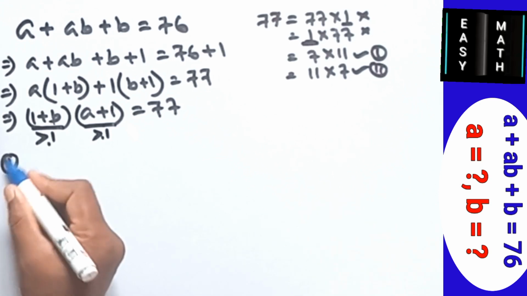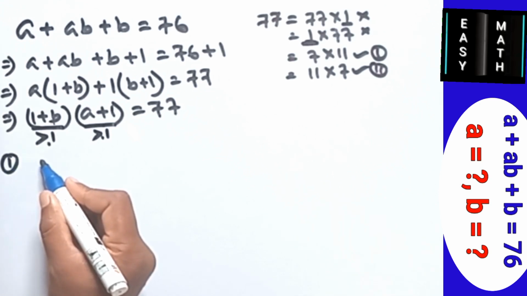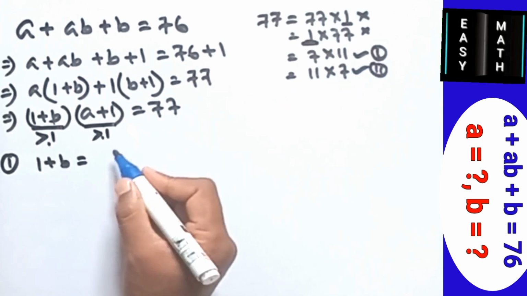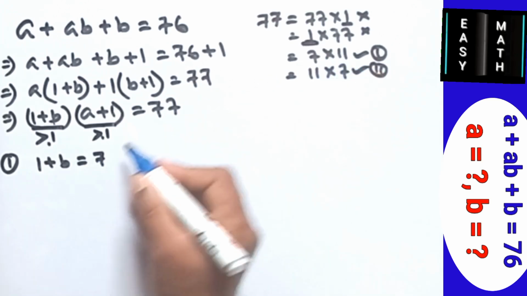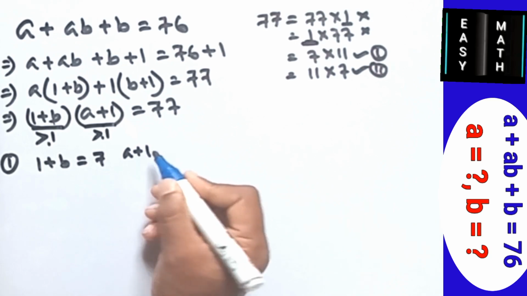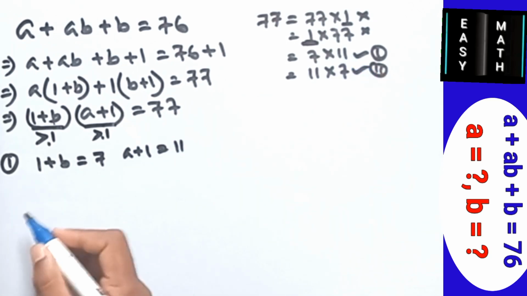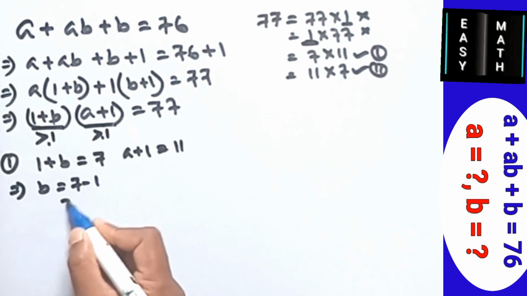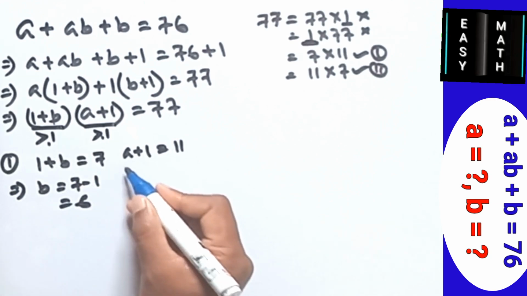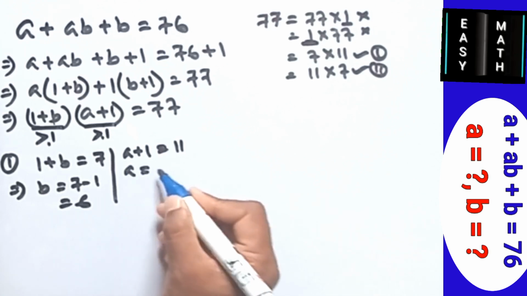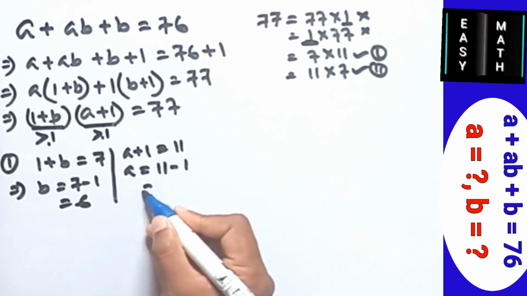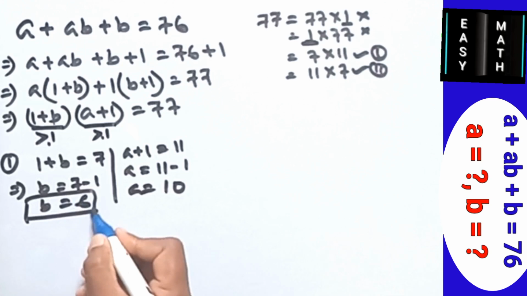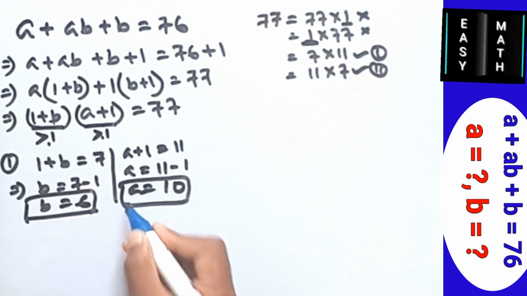So case number 1, we can write 1 plus B is equal to 7, and A plus 1 we take 11. And now B is equal to 7 minus 1 is 6, and there A is equal to 11 minus 1, this is 10. So B is equal to 6 and A is equal to 10.